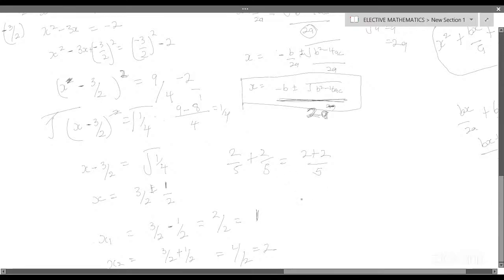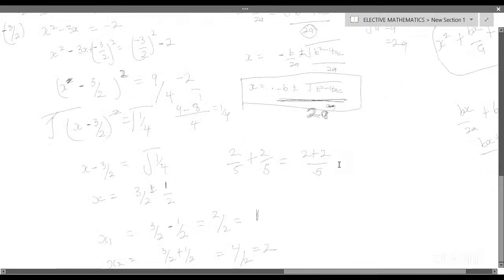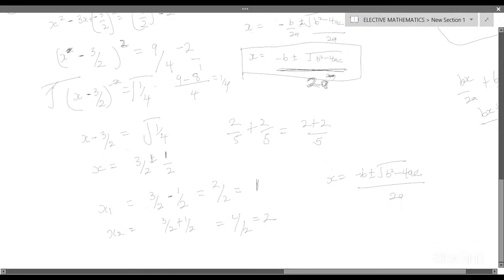Okay, let's all use it to solve for this particular one. So x is equal to minus b plus or minus root of b squared minus 4ac all over 2a. It means from this we can get two answers because it's plus or minus.